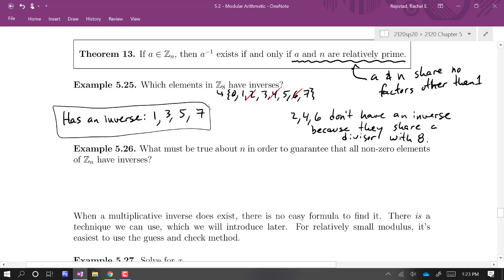Now, what if I want to work with a Zn, and for reasons, I want to make sure that every non-zero element has an inverse? 0 never has an inverse, but to make sure every non-zero element has one, I have to make sure that all the other elements are relatively prime to n. So if I want all these integers less than n to be relatively prime to n, the only way to make that happen is if n is prime. If n is prime, then it's not going to share any divisors with 1 up through n minus 1.